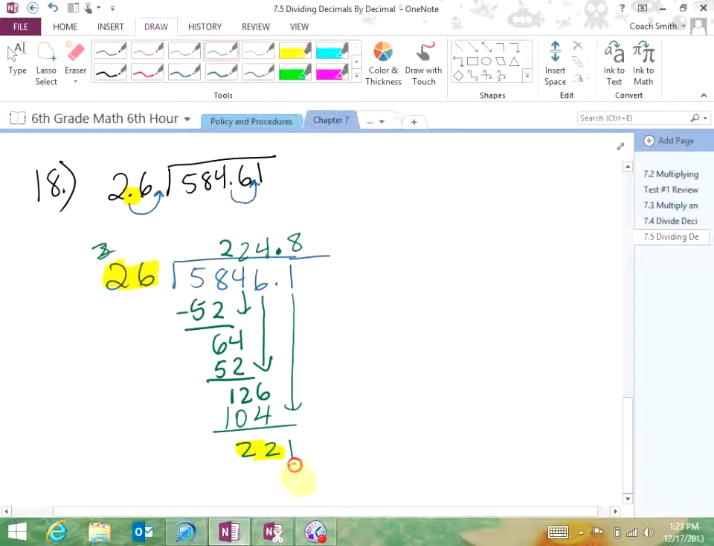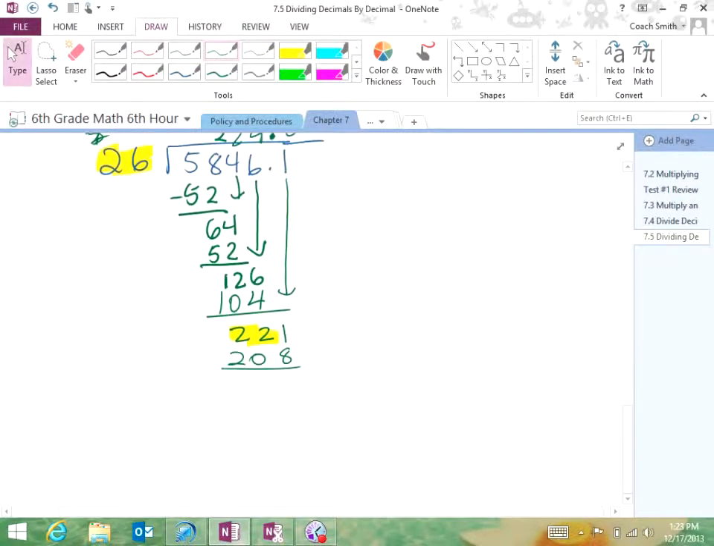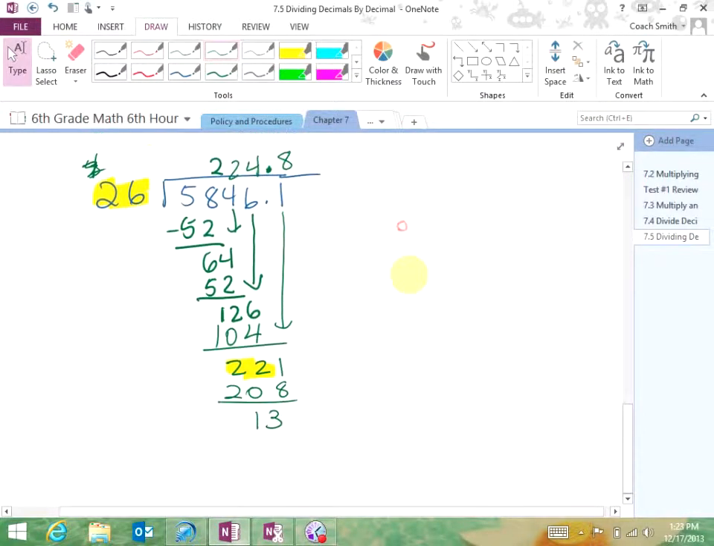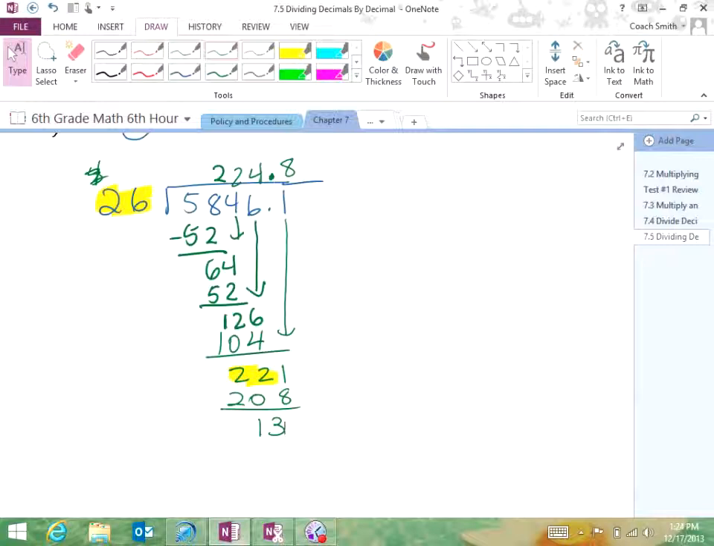8 times 6 is 48. Carry my 4. 8 times 2 is 16 plus 4 would be 208. That gives me a remainder of 13. Bring down, is that right? No, that's not right. So if I had 26 to 208, that'd be 234. So let me make sure I've done it right. That's 208, yeah. All right, so the remainder is 13.